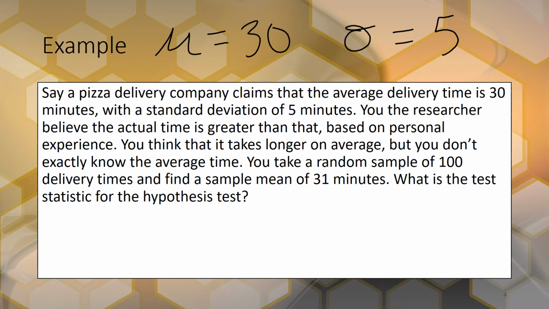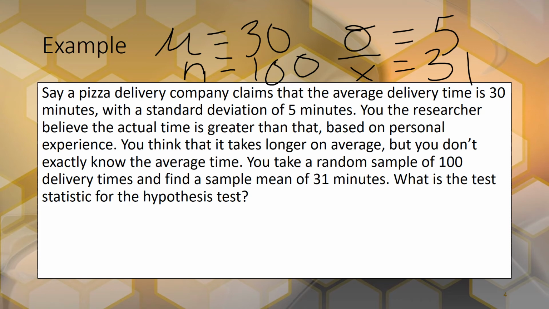Then it goes on, it says, you, the researcher, believe the actual time is greater than that based on personal experience. You think it takes longer on average, but you don't know exactly the average time. You take a random sample of 100 delivery times, so that's how many you sample, so that's n, and that's 100. And you find the sample mean to be 31. What is the test statistic for the hypothesis test?